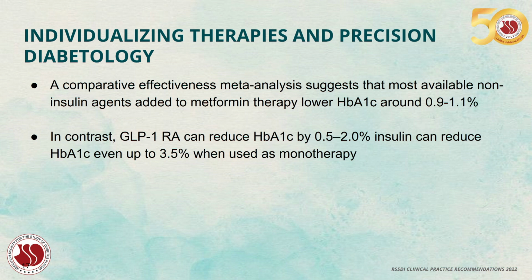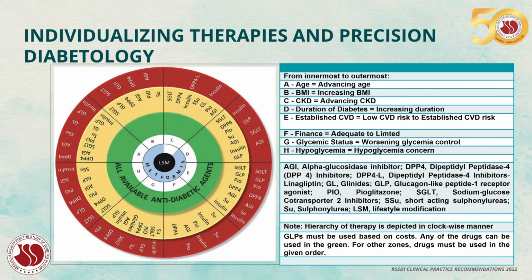Also keep in mind that comparative effectiveness meta-analyses of various anti-diabetic therapies have shown that all of them lower A1C by 0.9 to 1.1%. So average A1C lowering is only 1% irrespective of whatever agent you are using, except for GLP-1 receptor agonist and insulin, which can give you a higher A1C reduction.